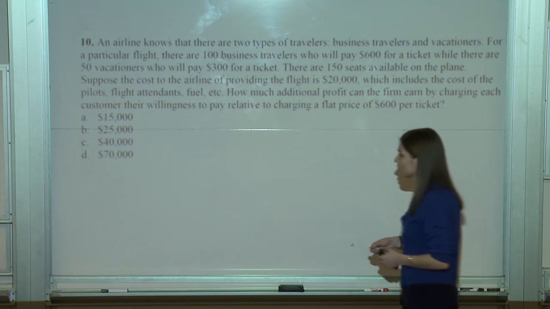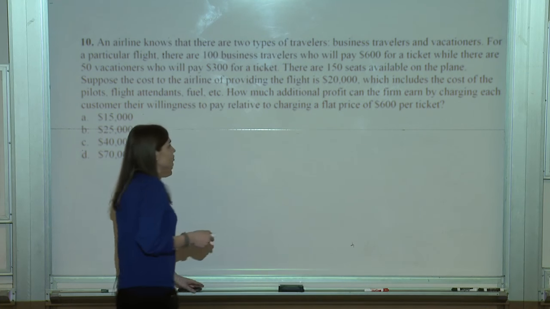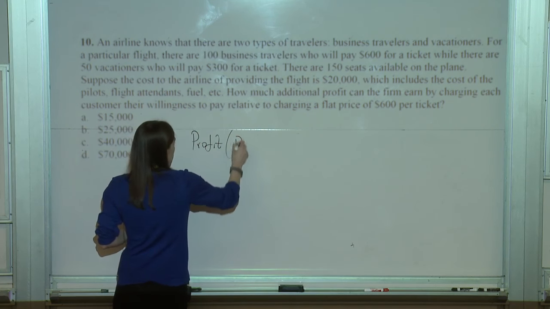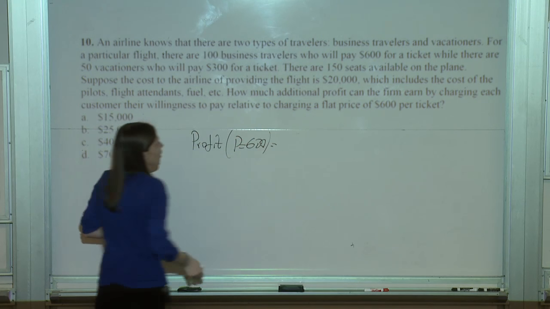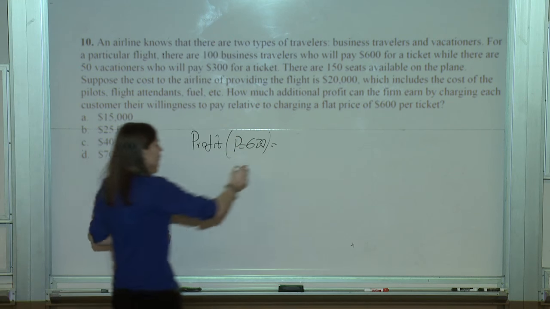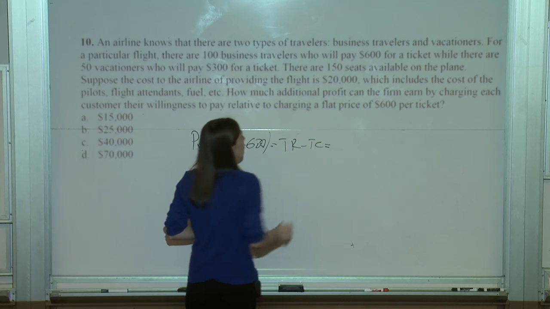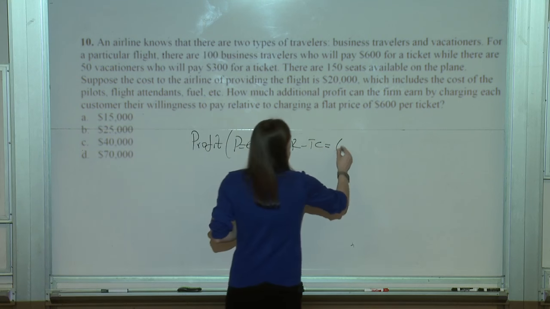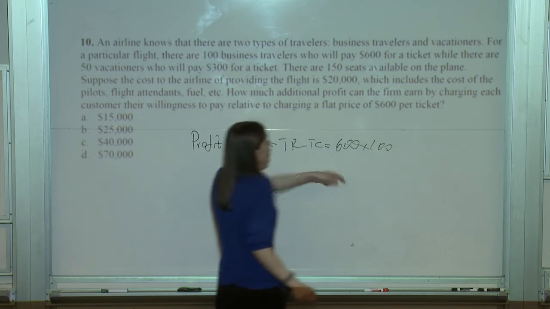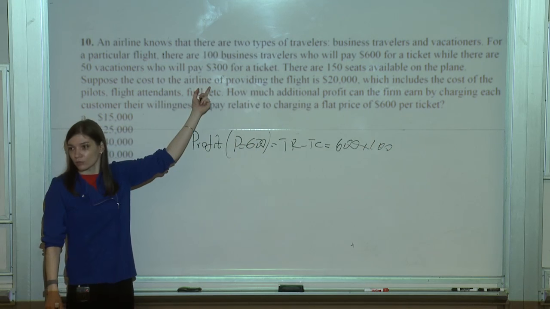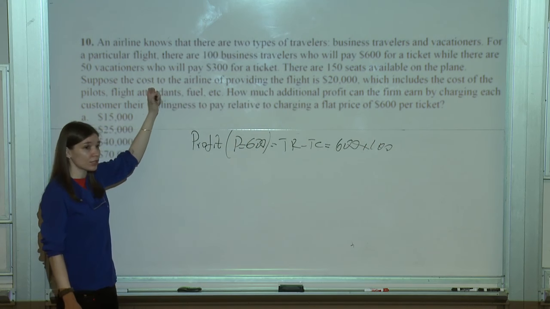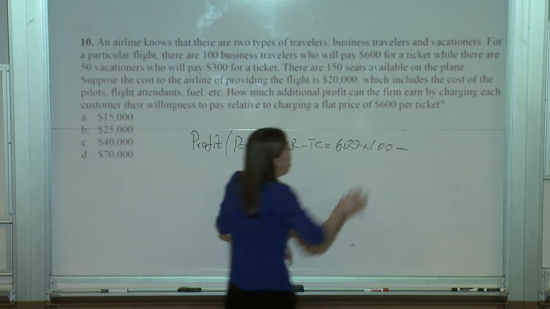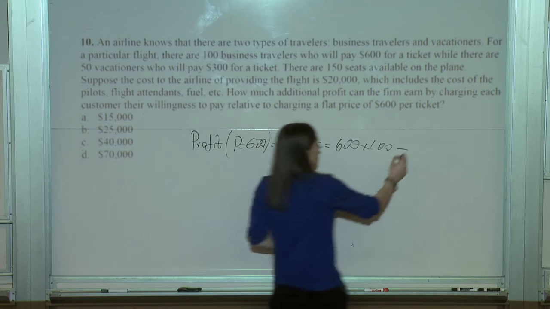So first of all, at a single price of 600, what's the profit? Well, profit equals total revenue minus total cost. What's total revenue going to be at 600? 600 times 100, because this price is only going to capture the business travelers, and there's 100 of them. The other one, the 50 vacationers, are not going to buy a ticket because it's too expensive. So this will be the total revenue, and we know total cost will be the 20,000, no matter what.